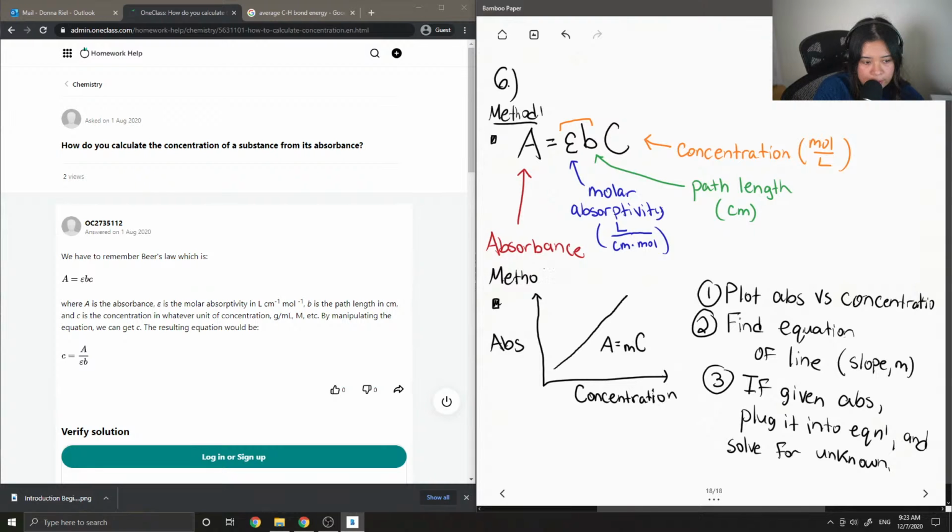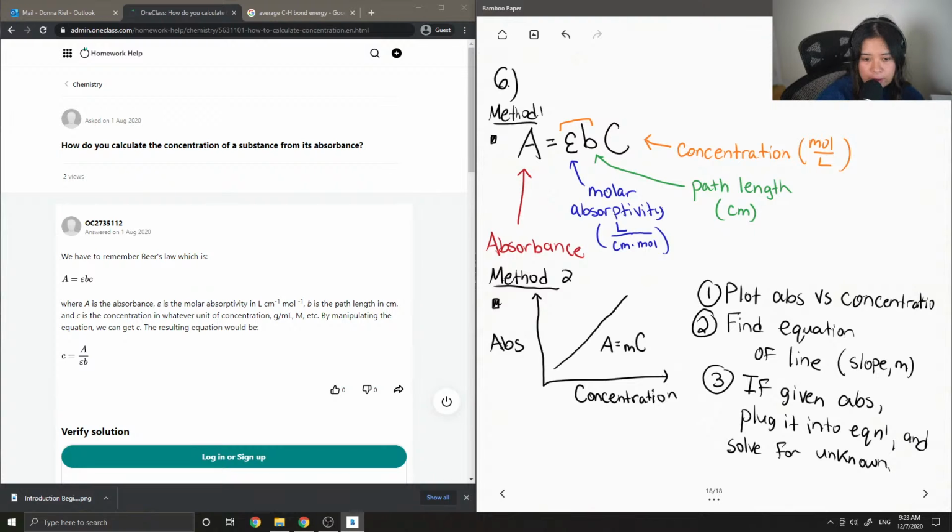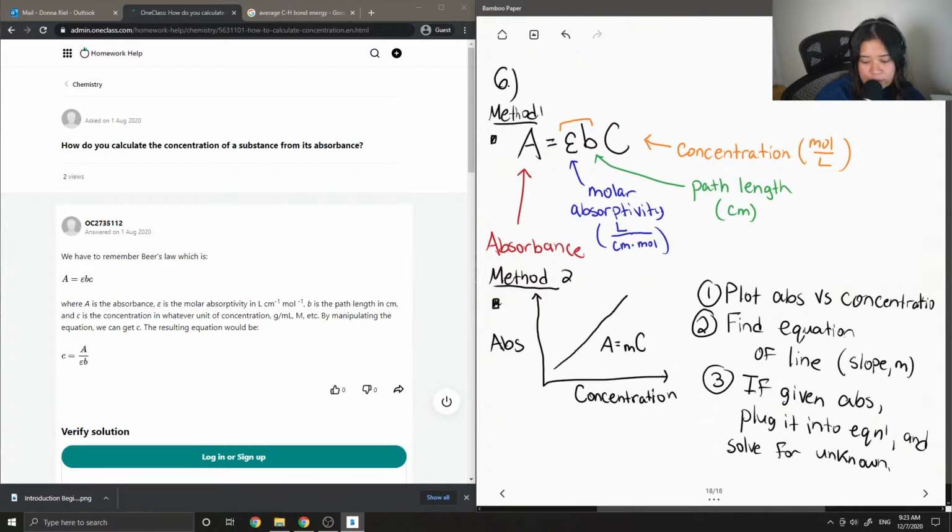Okay, so there are two methods. The first is if you're given molar absorptivity, the path length, and the absorbance, then you can just plug it straight into the Beer's law equation. And the second is if you're given multiple points of absorbance versus concentration, you can plot this, find the equation of the line and find the slope of the line. And then if you're given absorbance, you can plug it into the equation and solve for your unknown.